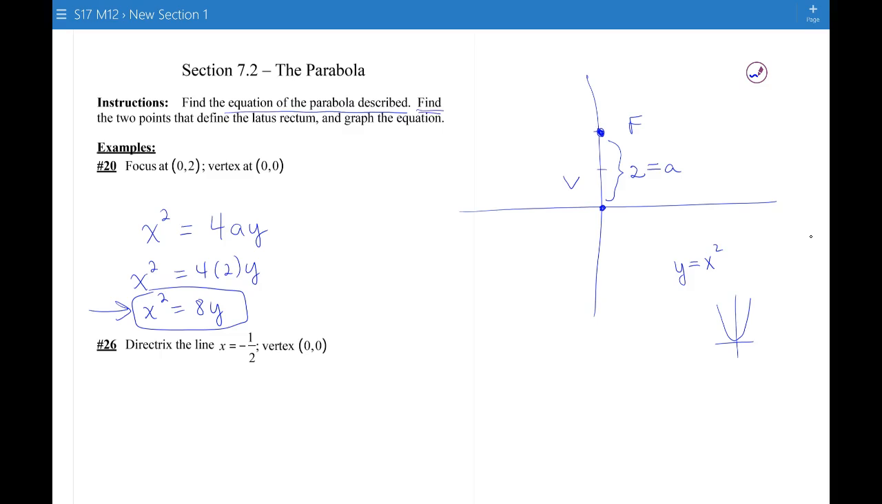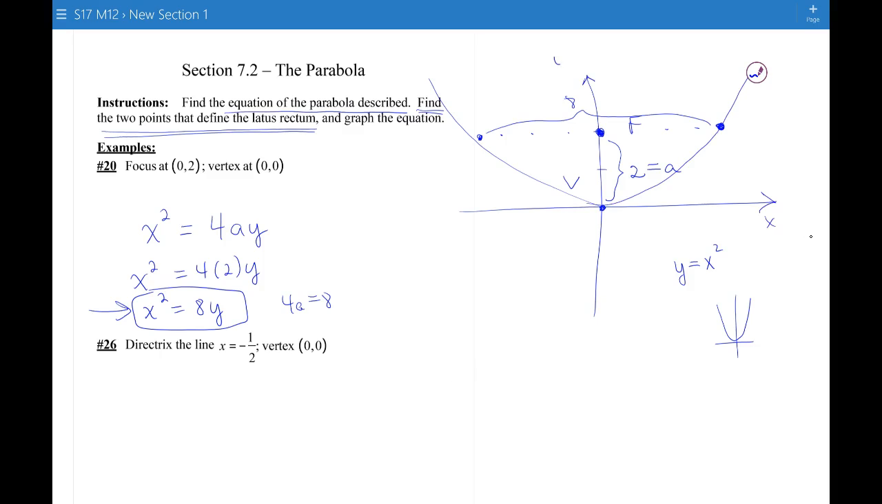Okay, now let's find the 2 points that define the latus rectum. So at the focus, 4a equals 8. So at the focus, the parabola is 8 wide. Well, we start at the focus, that means we go 4 one direction and 4 the other direction, so that it's a total of 8 wide. And then it's so easy to draw the graph.